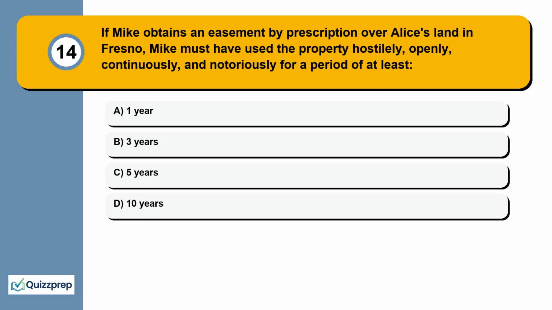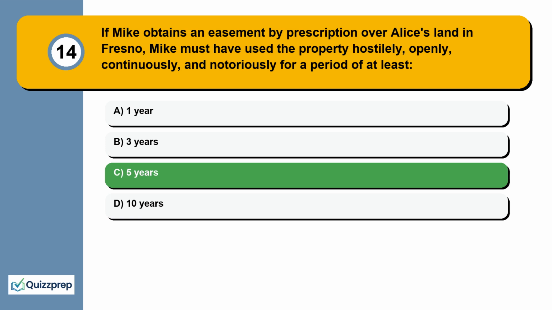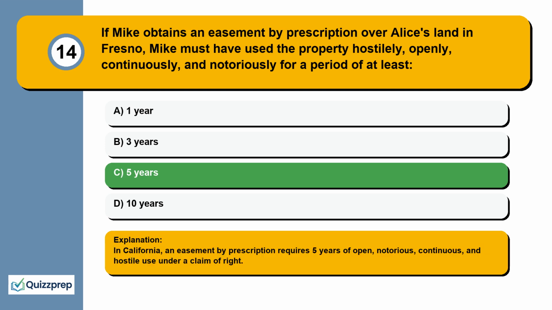Question 14. If Mike obtains an easement by prescription over Alice's land in Fresno, Mike must have used the property hostilely, openly, continuously, and notoriously for a period of at least 1 year, 3 years, 5 years, 10 years. In California, an easement by prescription requires 5 years of open, notorious, continuous, and hostile use under a claim of right.